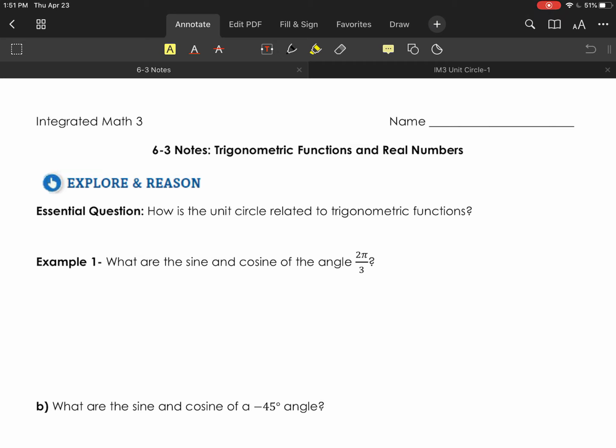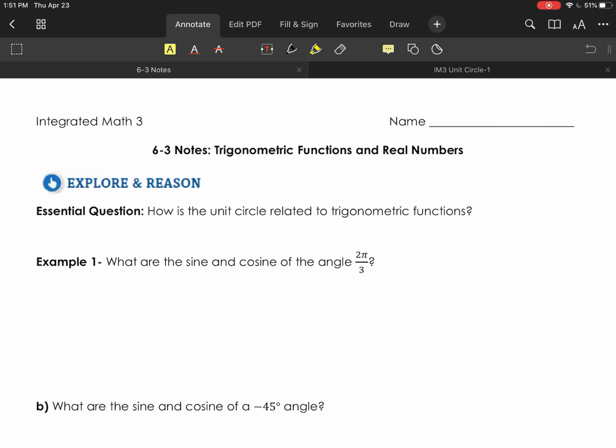All right, so section 6.3 is about trigonometric functions and real numbers. So now we're kind of relating everything that we've learned so far, taking the unit circle and relating it to trig functions. Now we're going to actually use angles and find the trig functions that relate to those angles.